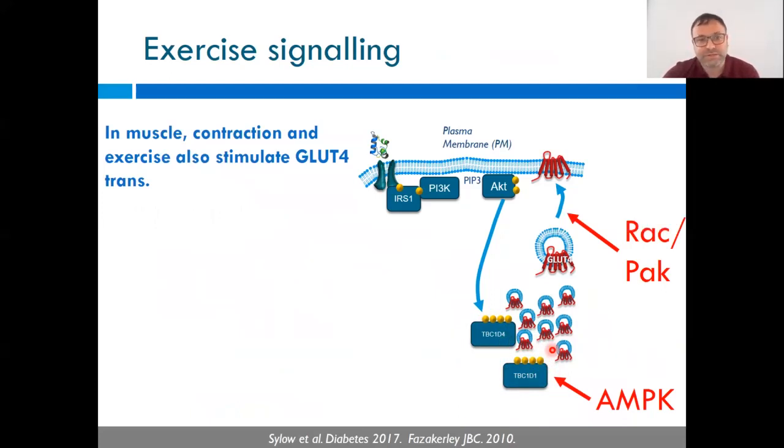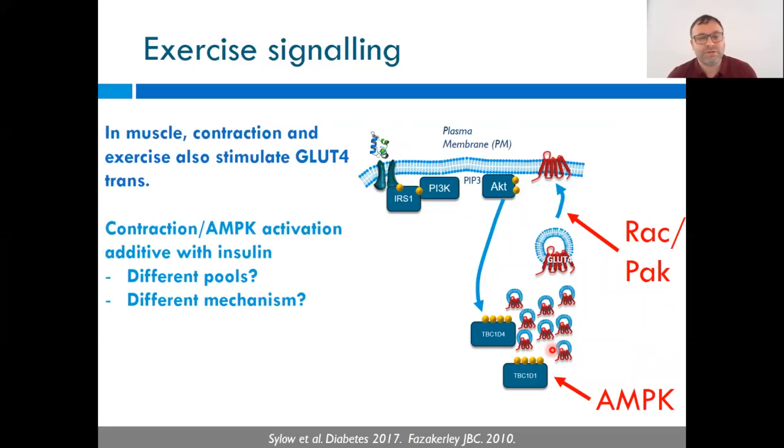There's a couple of other interesting features here. So for example, if you stimulate muscle with both insulin and contraction or AMPK activation, you get an additive response. So you get more GLUT4 than with either stimulus alone, which is mechanistically quite interesting because it suggests that maybe these target different pools of GLUT4, or they invoke different mechanisms for promoting GLUT4 accumulation at the membrane, and thereby resulting in a larger increase in GLUT4 translocation.